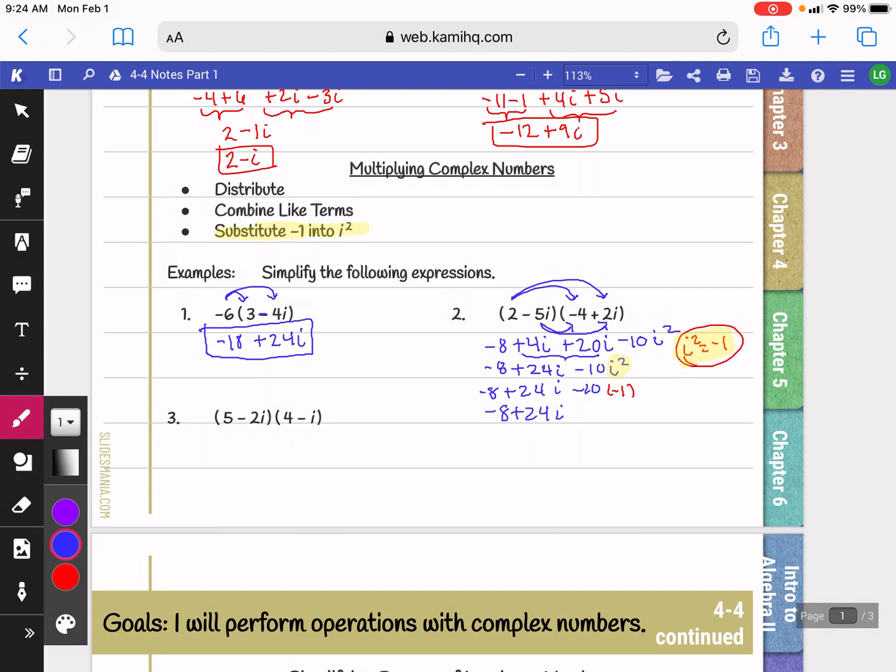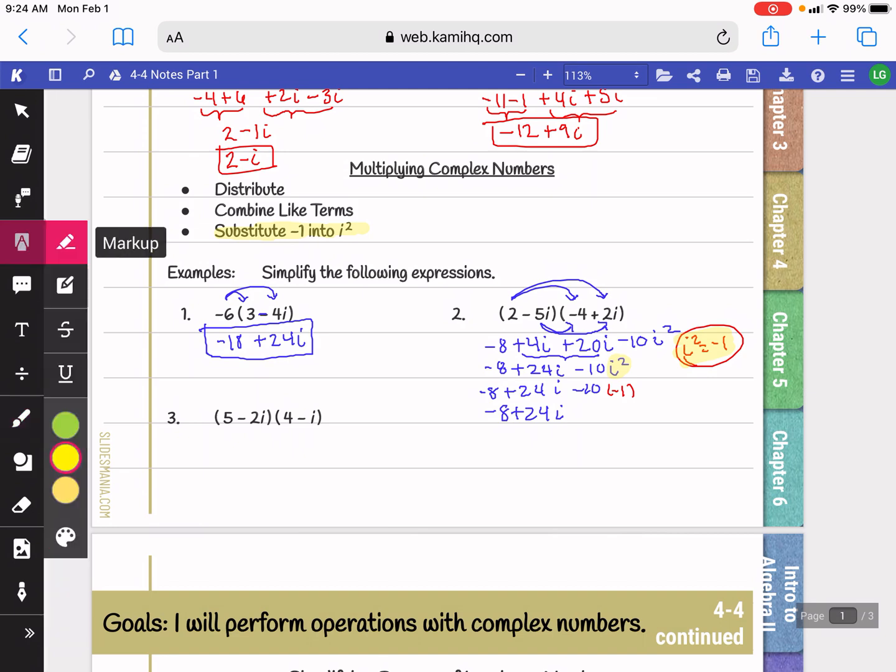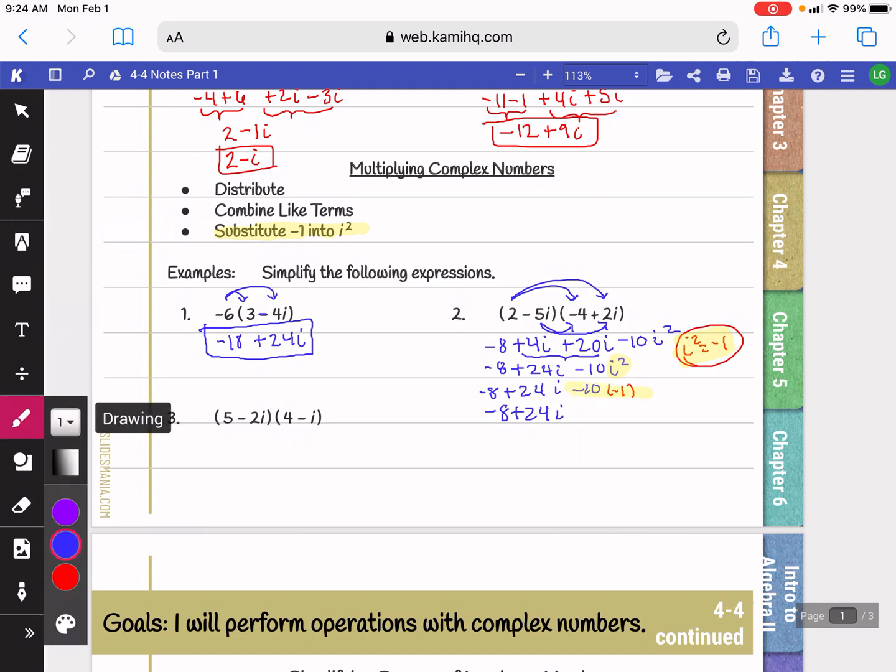So now if I do negative 10 times negative 1, that's actually going to change to a positive 10 at the end. And my last step, I can combine like terms. So I can combine the real parts now. Negative 8 plus 10 becomes 2. So my solution or my expression here is going to be 2 plus 24i. So you can see this has a real part, 2, and an imaginary part, 24i.